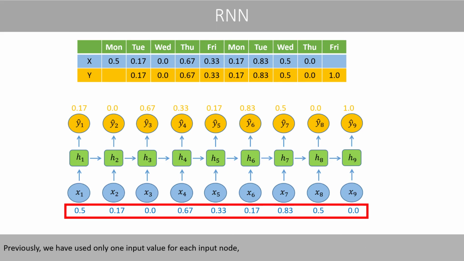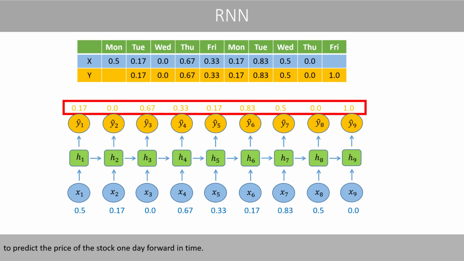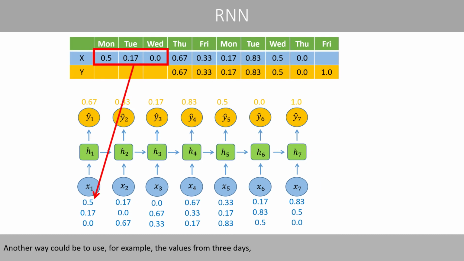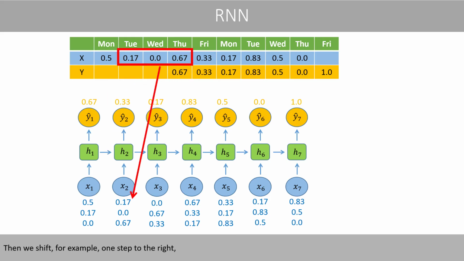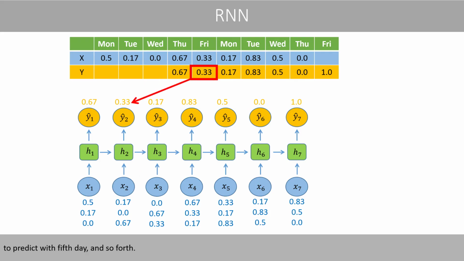Previously, we used only one input value for each input node to predict the price of the stock 1 day forward in time. Another way could be to use, for example, the values from 3 days to predict the 4th day. Then we shift, for example, one step to the right to predict the 5th day and so forth.